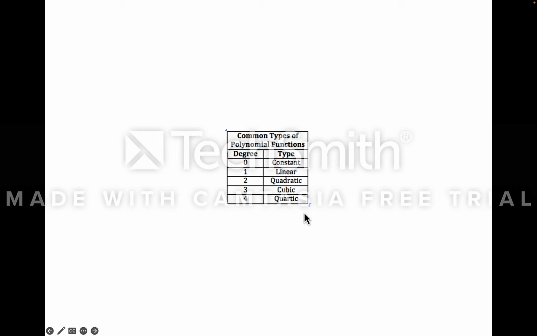All right, so we talked about there are constant functions. That's something like f of x equals 3 or y equals 3. A linear function would be like y equals 3x. A quadratic would be y equals 3x squared. Cubic would be y equals 3x to the third, and quartic would be y equals 3x to the fourth.